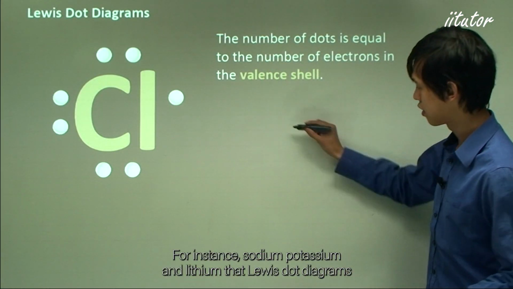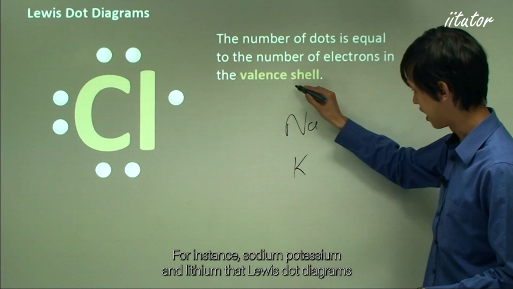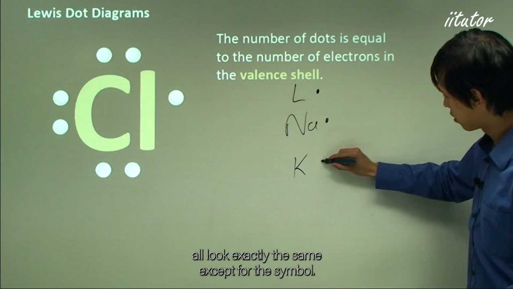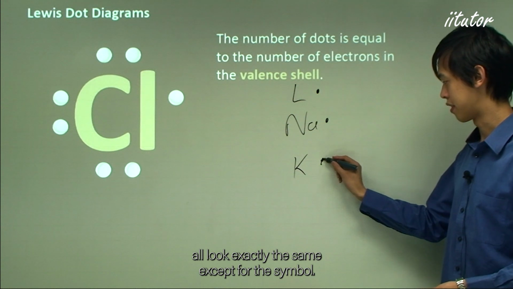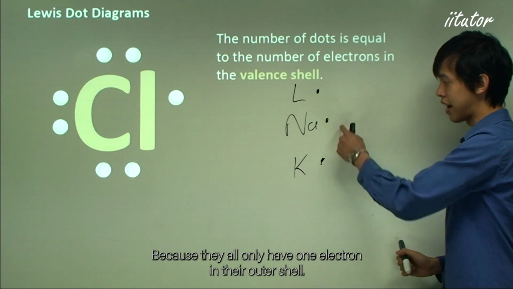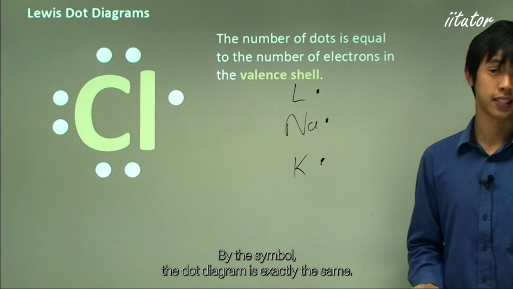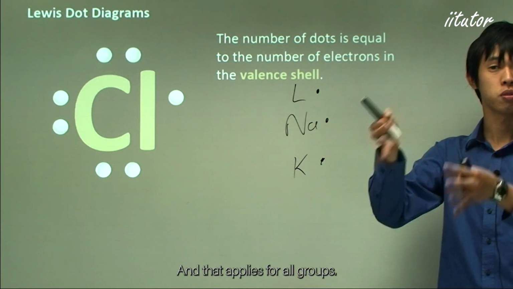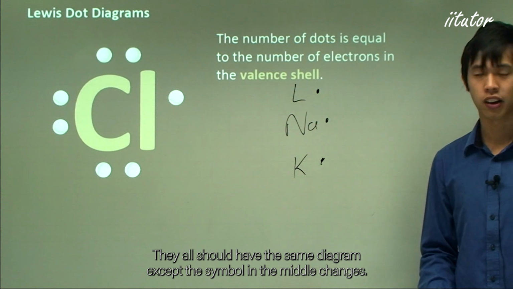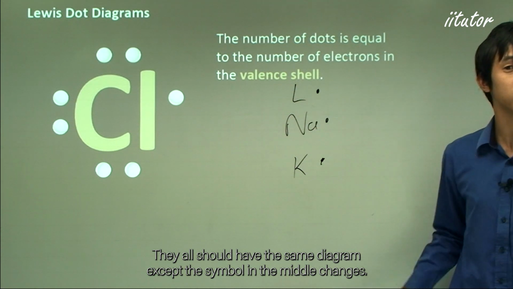For instance, sodium, potassium, and lithium. Their Lewis dot diagrams all look exactly the same, except for the symbol, because they all only have 1 electron in their outer shell. Bar the symbol, the dot diagram is exactly the same. And that applies for all groups. They all should have the same diagram, except the symbol in the middle changes.